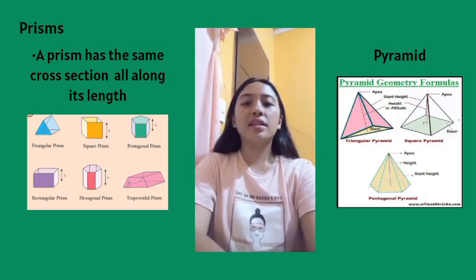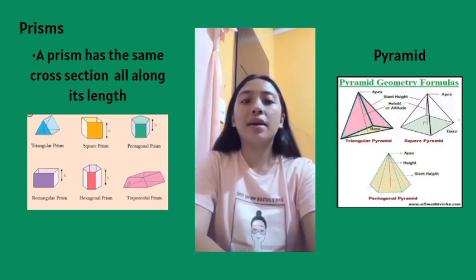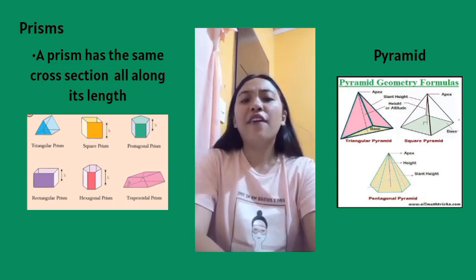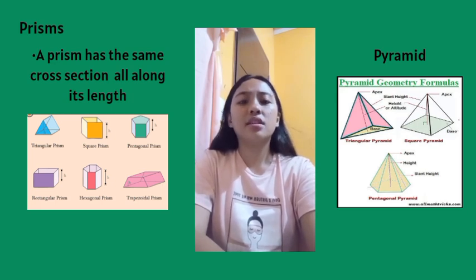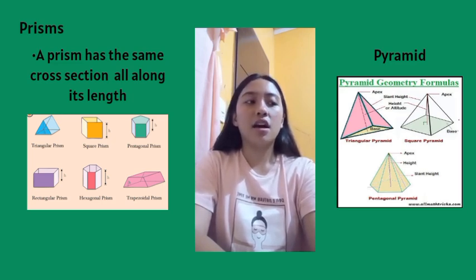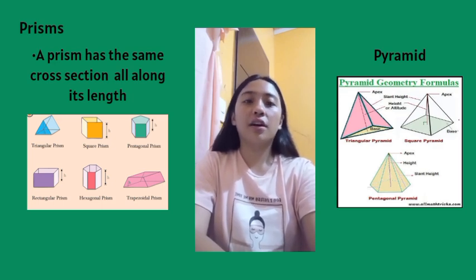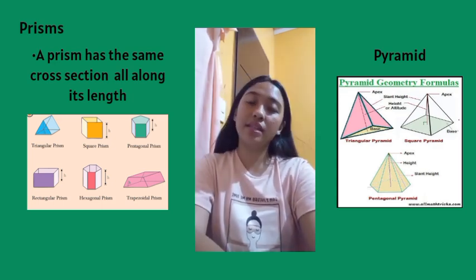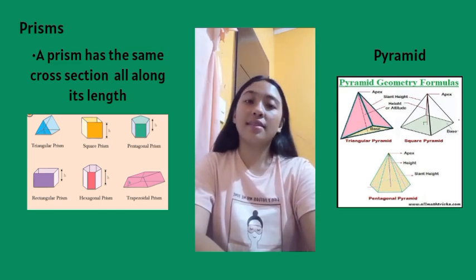And the pyramid is a polyhedron made by connecting a base to an apex. There are many types of pyramids, and they are named after the shape of their base. Some of these are as follows. First is a triangular, next is the square pyramid, and the last is a pentagonal pyramid.